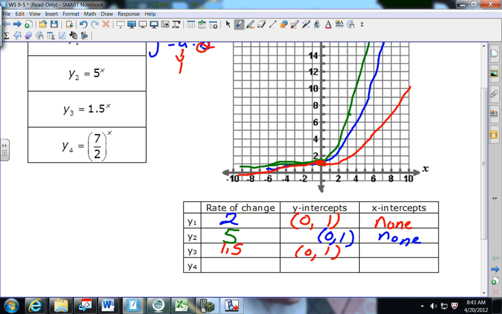Okay? Again, there is no X-intercept because it doesn't touch the X-axis. When I go through, first off, what is 7 divided by 2? 3.5 X. Okay, so my rate of change, you can either write 7 over 2 or 3.5. When you put that in the calculator, you're going to find your starting point is still 0, 1.